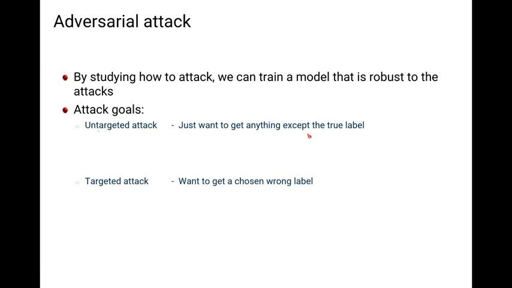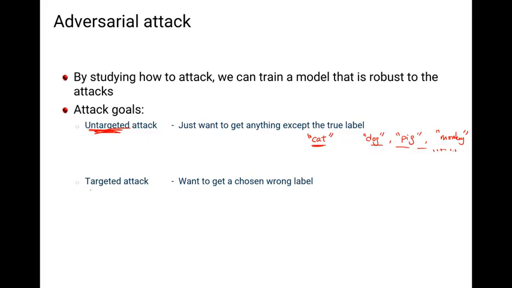For the untargeted attack, for example, if your original ground truth label is cat, you want to create an adversarial example which fools your model to misclassify it as something else, for example a dog, a pig, or a monkey. Anything except cat. It can be anything, so untargeted means I don't care what the misclassification is. I just want it not to be the cat.